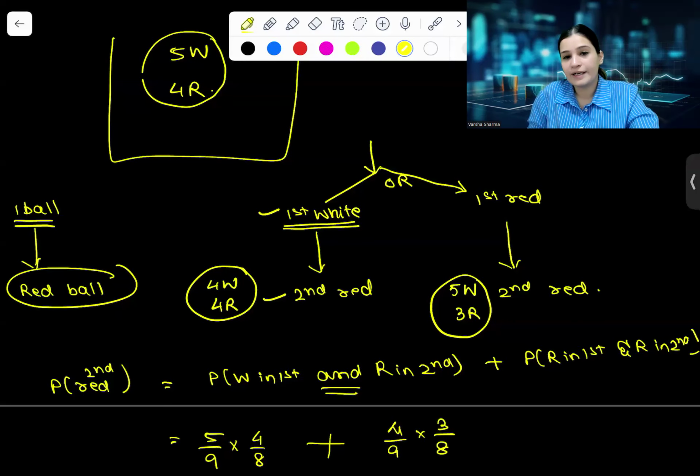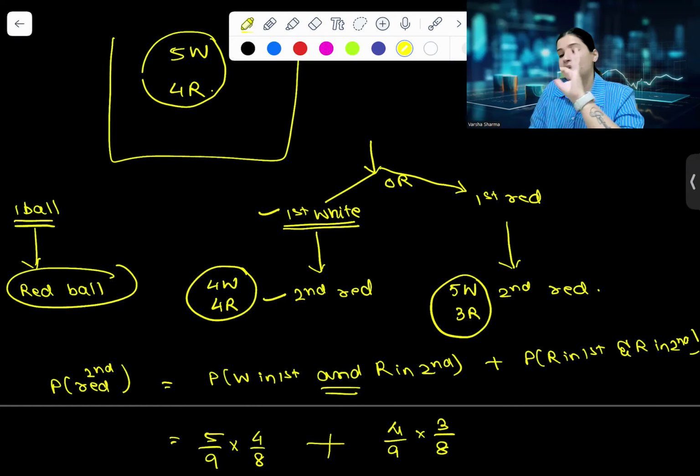This is total probability. So what was conditional? The first event you know, and I'll ask you the probability of the second event. What is total probability? The first is missing, the second you know, and I'll ask you to find the probability of the second event. Till here, everybody clear?